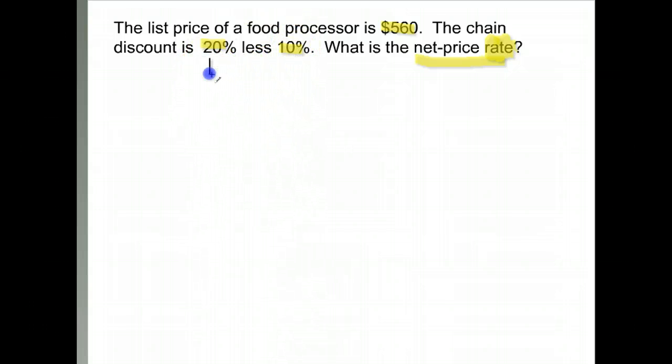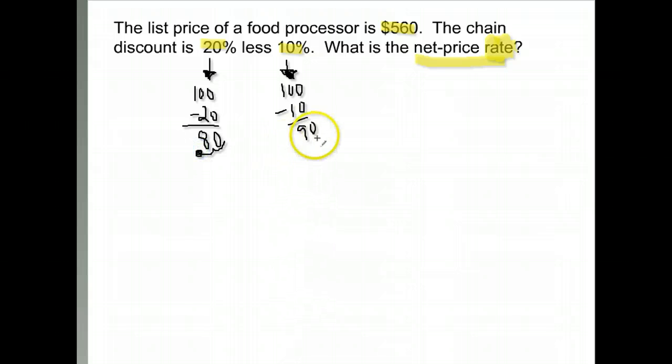To do that, we find the complement of each of our discounts here. Our first discount was 20%, so if you get 20% off, let's find the complement. What would you be paying? You would be paying 80%. If you get 10% off, what's the complement of that, or what would you be paying? And it looks like 90%. You move the decimal 2 places to the left on each of those.